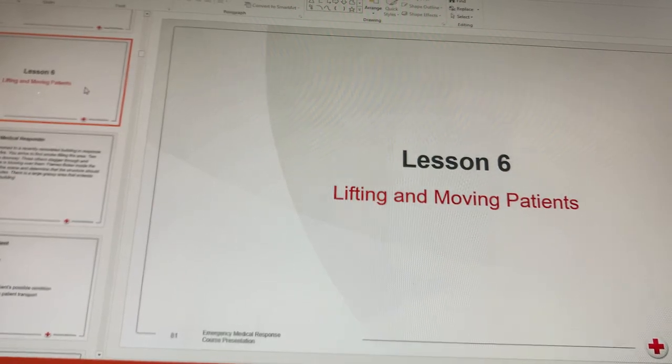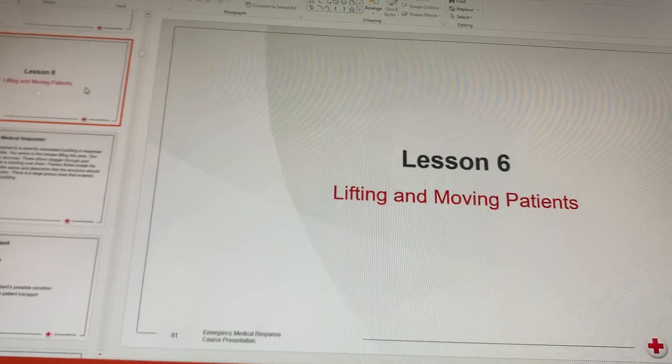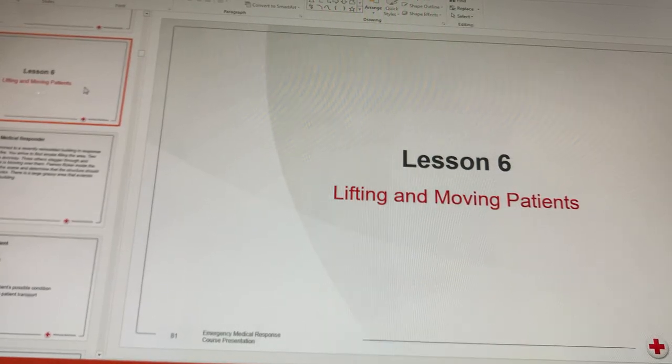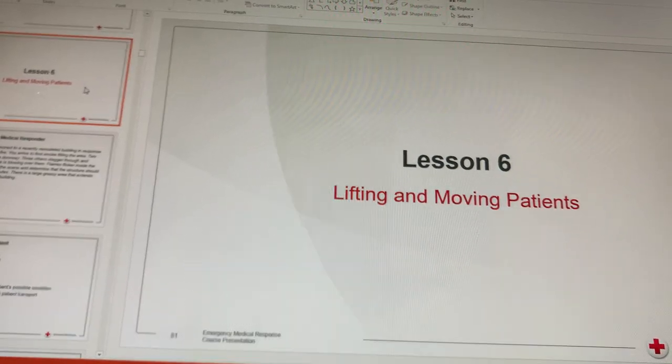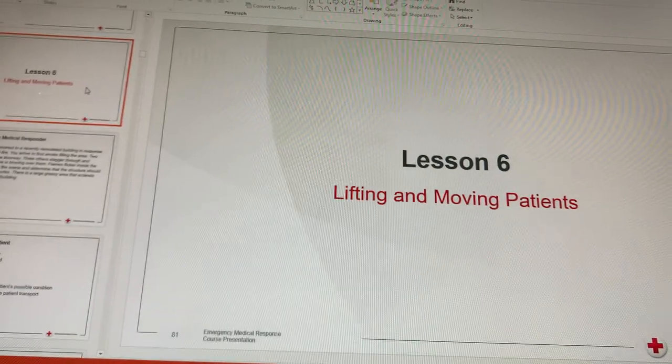Lesson number 6, lifting and moving patients. At some point in many emergency situations, you will need to lift and move a patient.